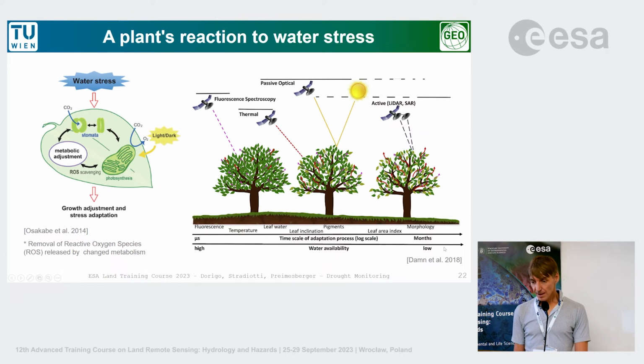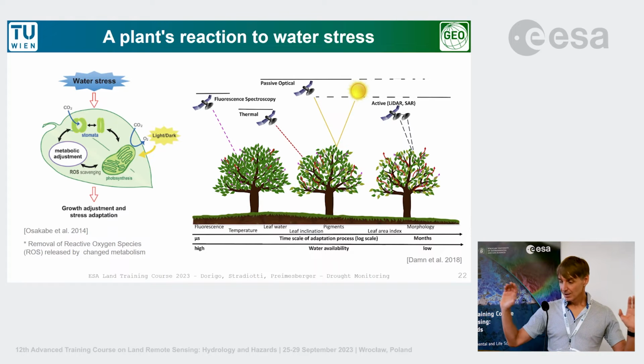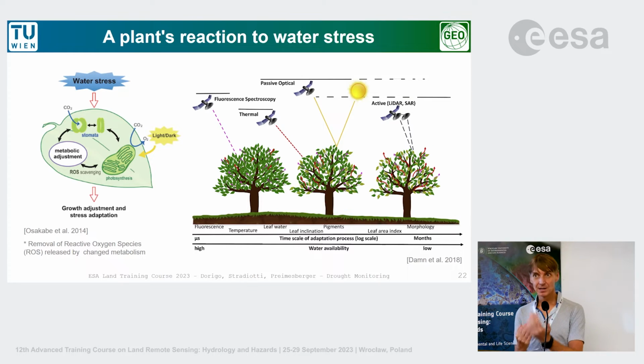So, yeah, I think it's nicely explained in this figure. Fluorescence, temperature changes. I mean, it's not one-to-one matches. Leaf water, pigments, so chlorophyll. And in the end, even morphology changes. So there's a shedding of leaves, the leaves drop, or the inclination of the leaf changes, and you have really geometric changes, which can be measured, for example, with SAR or LiDAR.